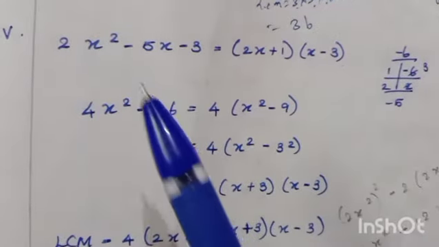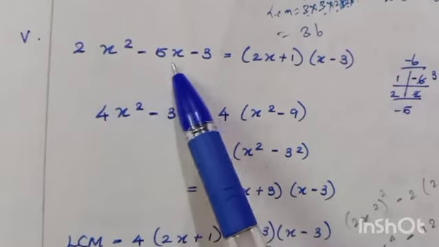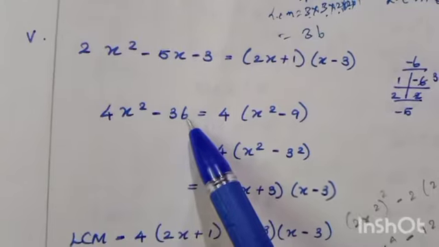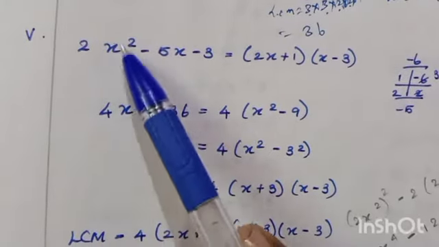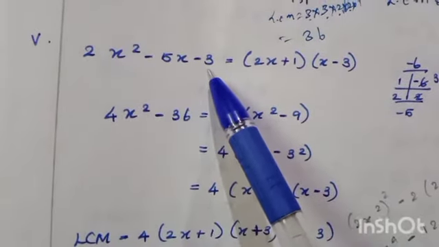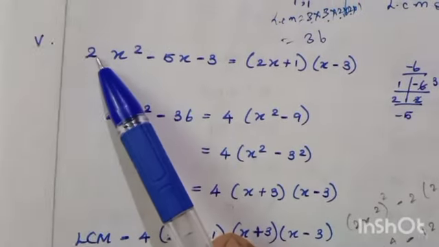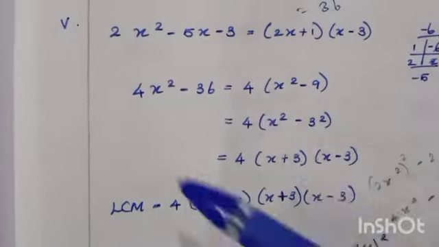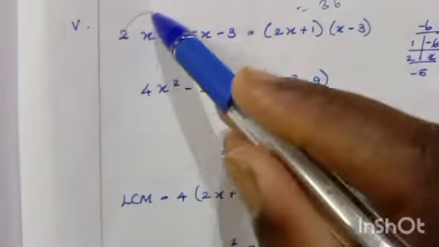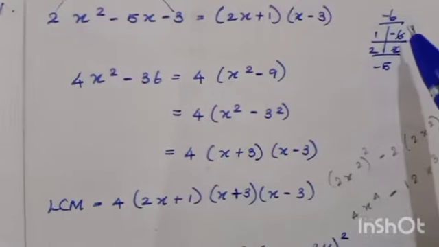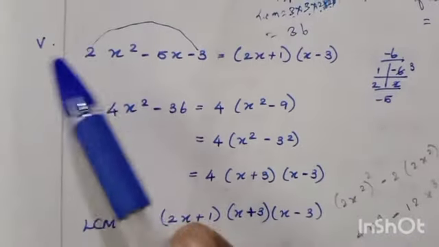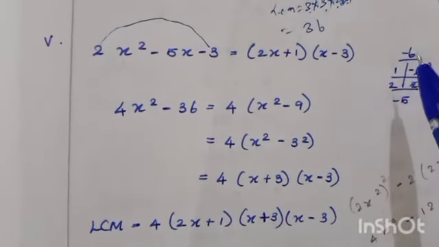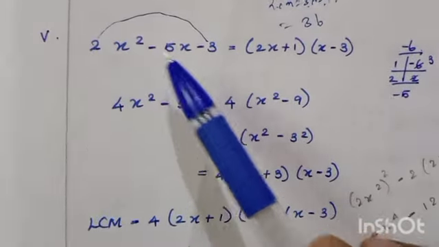Fifth problem, two expressions. The first expression is 2x square minus 5x minus 3, and the other expression is 4x square minus 36. First, you have to find the factors of this quadratic expression. Here the coefficient is 2, so you multiply it with the constant. The product value is minus 6: 3 into 2, 2 into minus 3 gives minus 6. Then the sum value is minus 5.